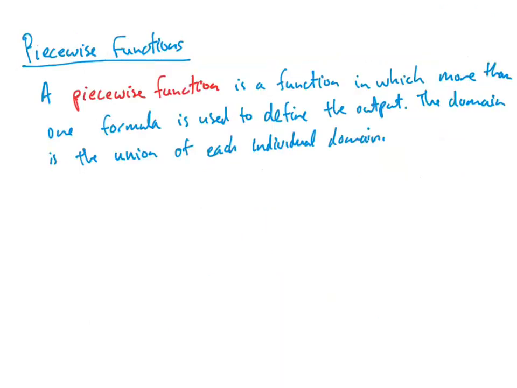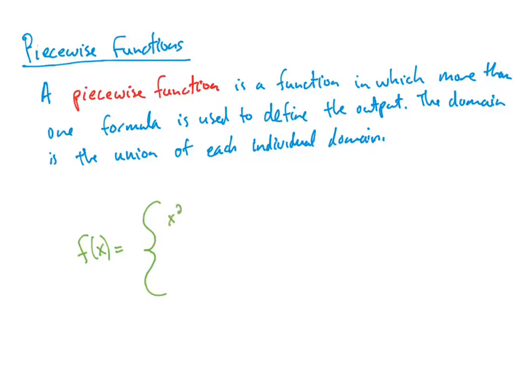All right, lastly, we're going to talk about piecewise functions. A piecewise function is a function in which more than one formula is used to define the output. The domain is the union of each individual domain. So let's look at an example of a piecewise function.